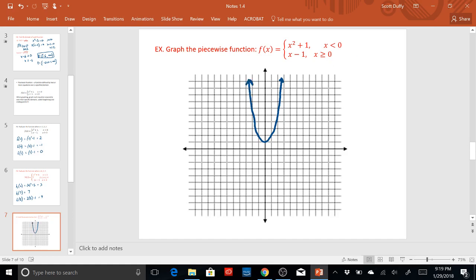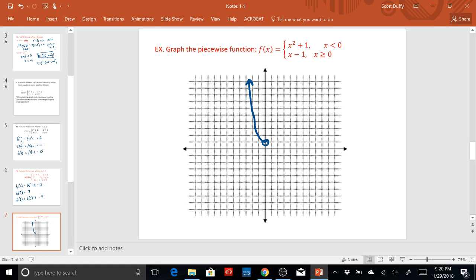Now, we're only interested in where x is less than 0. So x less than 0 would be all the values going to the left. So I'm going to erase all the values from the right, but it doesn't equal 0, so I have to leave an open dot where x equals 0.